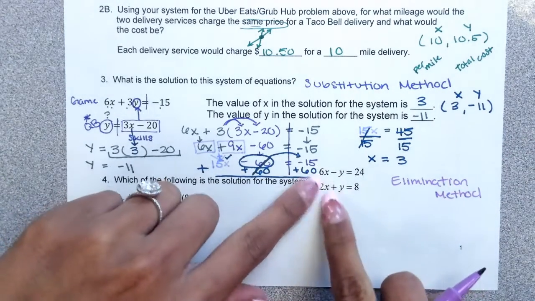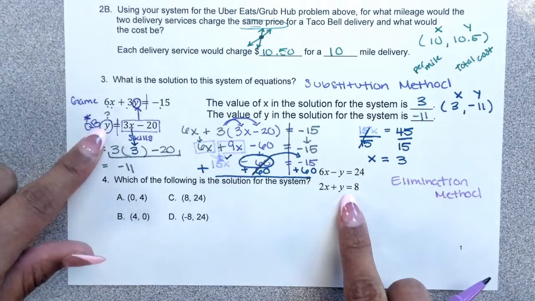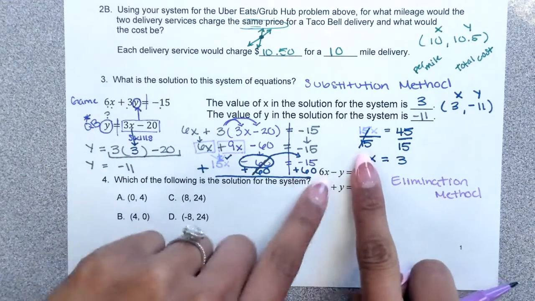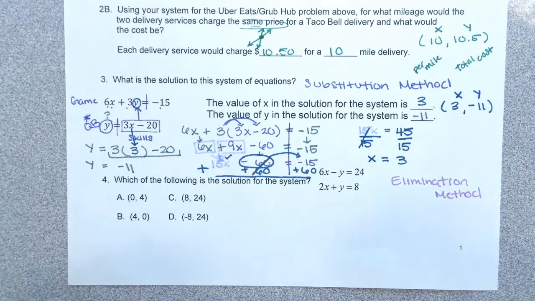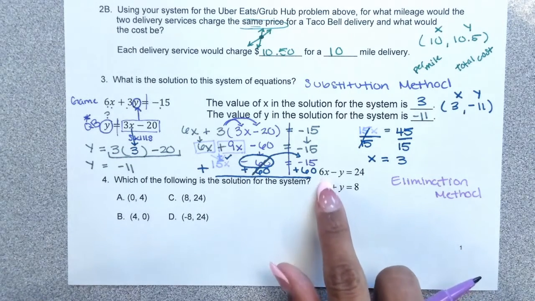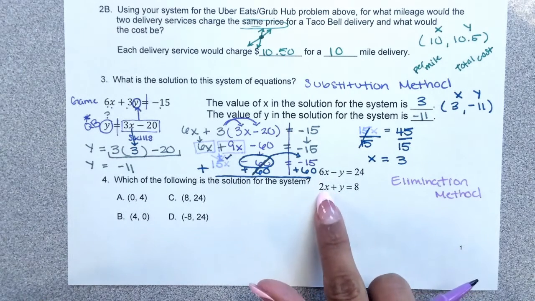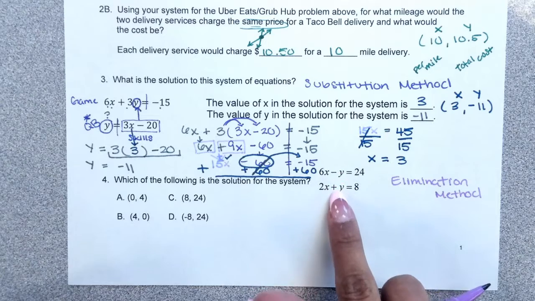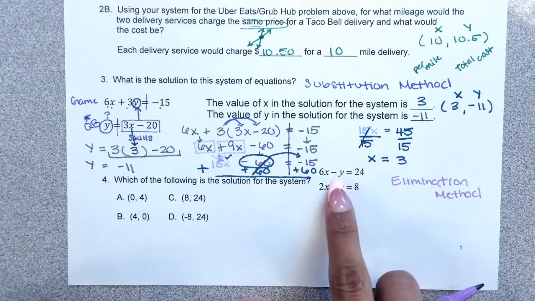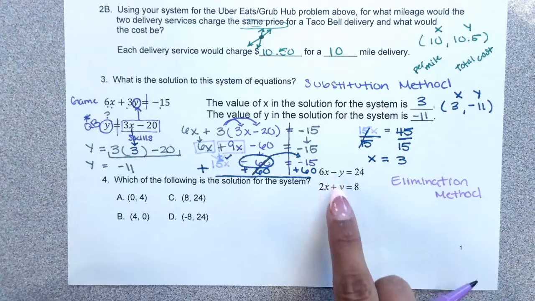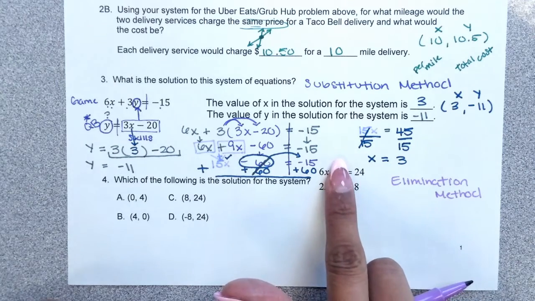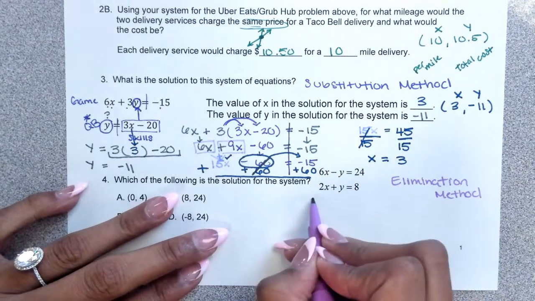Do you see a variable by itself, like this one? Do you see a variable by itself completely? No, I don't. Do I see a variable I can eliminate? Can I eliminate the x's? No. Can I eliminate my y's? Yes. They're the same, but opposite signs, which means when I add these, they're going to eliminate. So I'm using the elimination method.